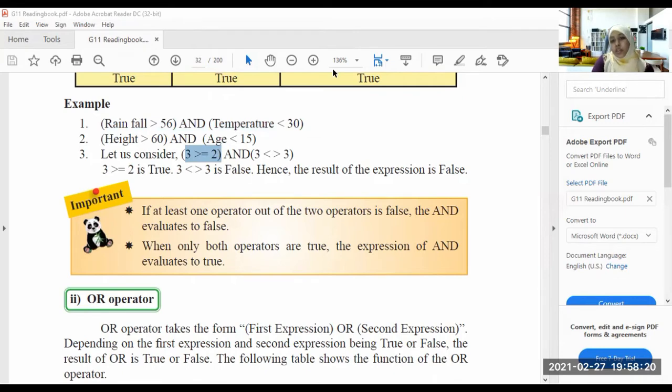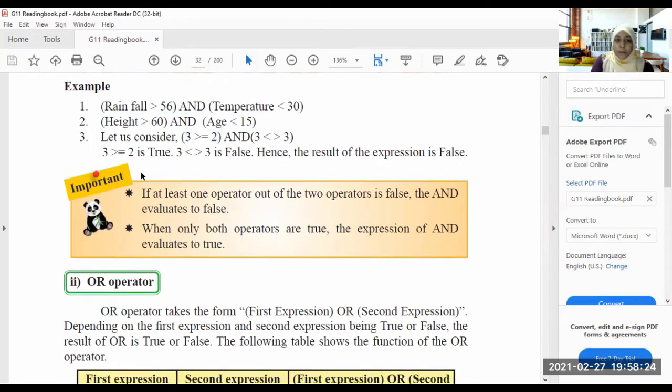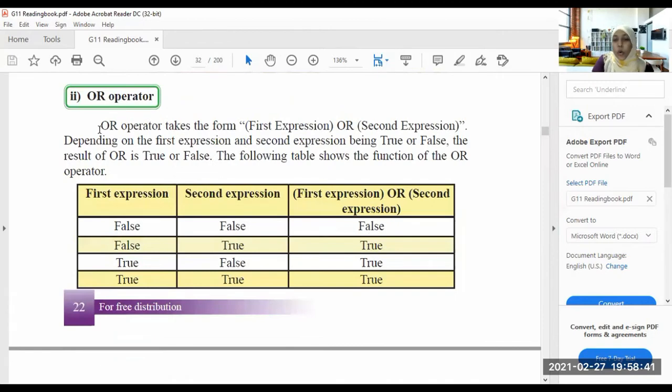Yes, teacher. It is easy, right? Fine. So important, if at least one operator out of two operators is false, the AND evaluates to false. Only when both operators are true does the AND expression evaluate to true. The next one, the OR operator.